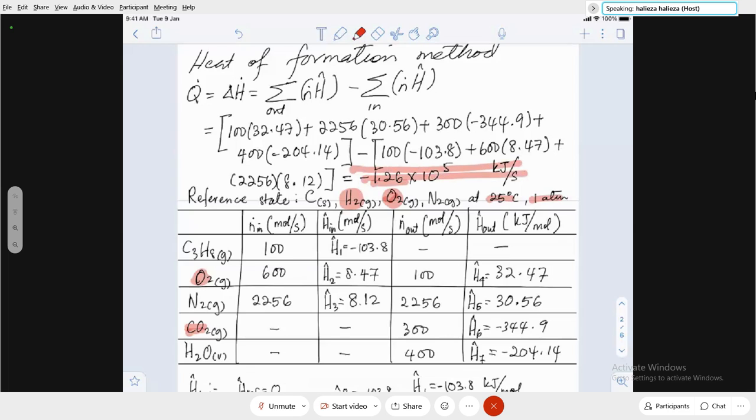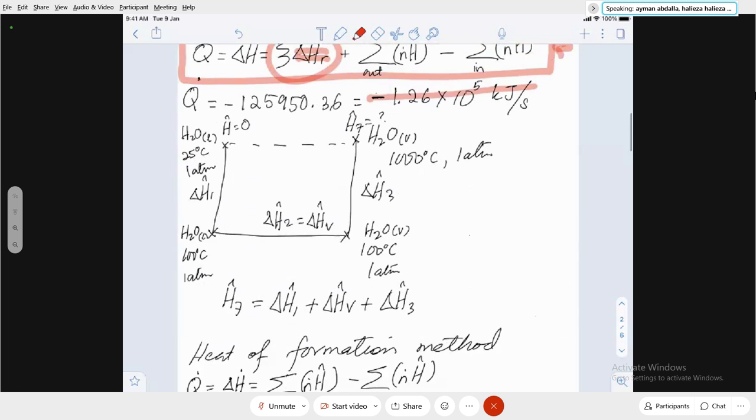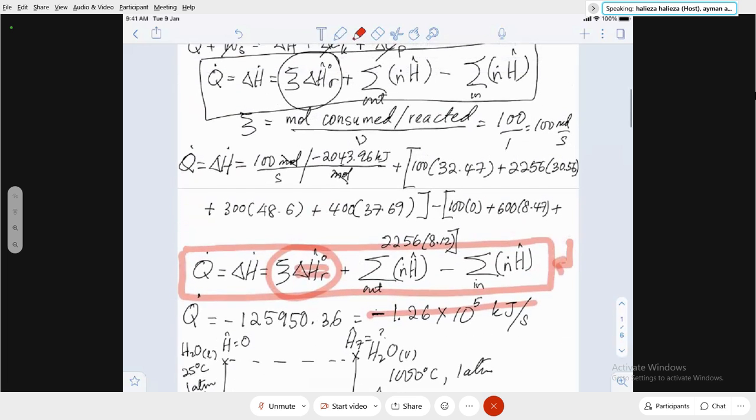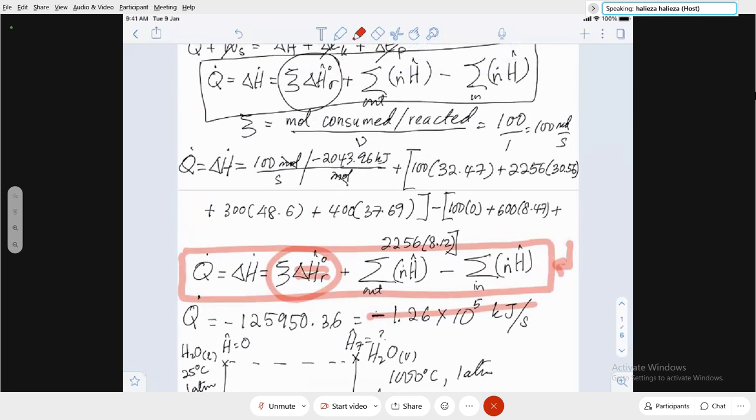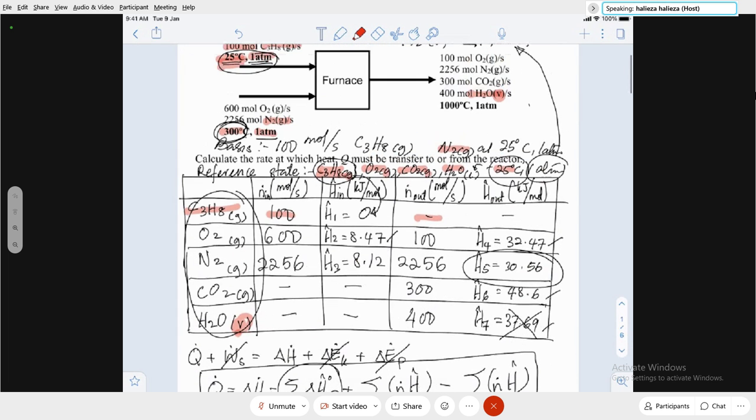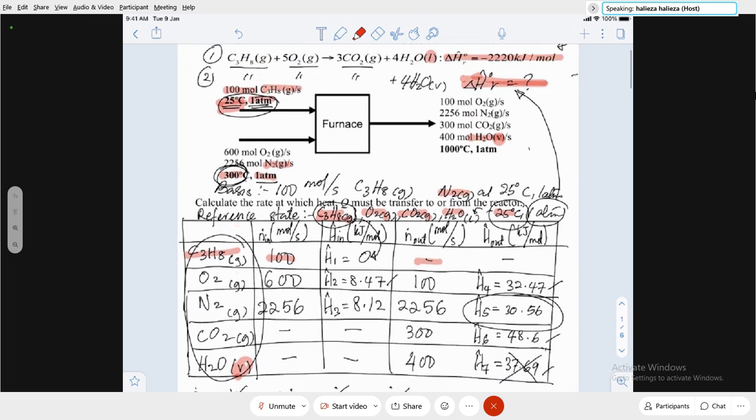Doctor, can you please show the solution of yesterday? Okay, this is the solution of yesterday. So that's the final equation. So this is your final answer. What the difference is, is that your reference state is different. Your reference state is the same as the component that existed in the process.